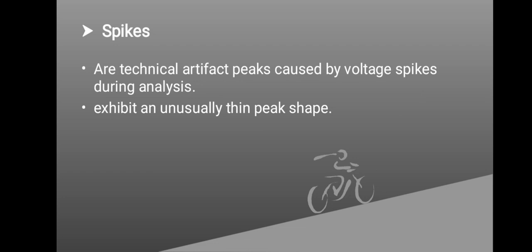So those are some of the factors that make the interpretation of DNA profiles a little bit challenging. We've said that we have spikes, we have pull-up, we also have blobs and noise, we have peak height imbalance, degradation, as well as stutter.